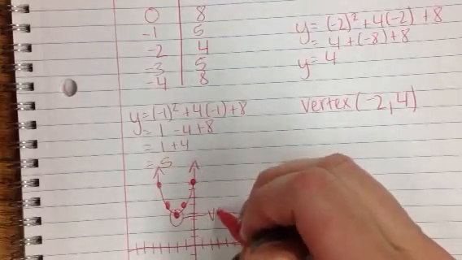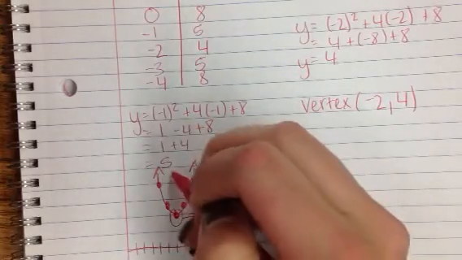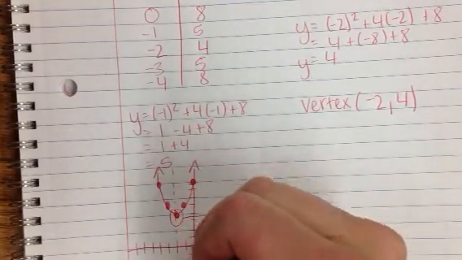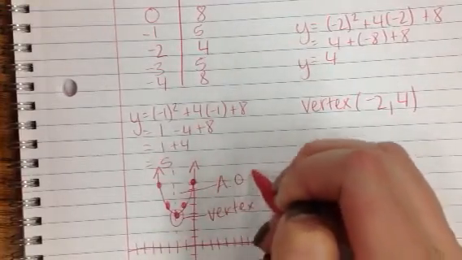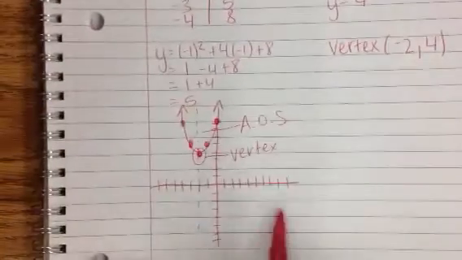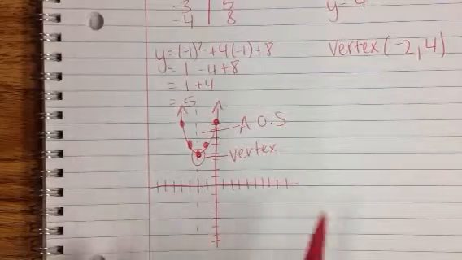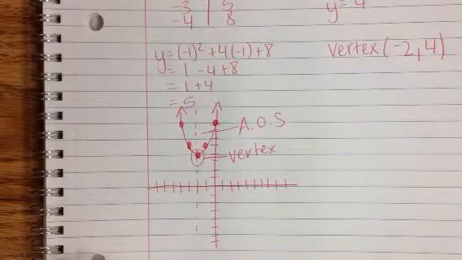This point right there is my vertex. The vertical line running through my vertex is my axis of symmetry. And because I do not cross the x-axis anywhere, I do not have any roots on this problem.